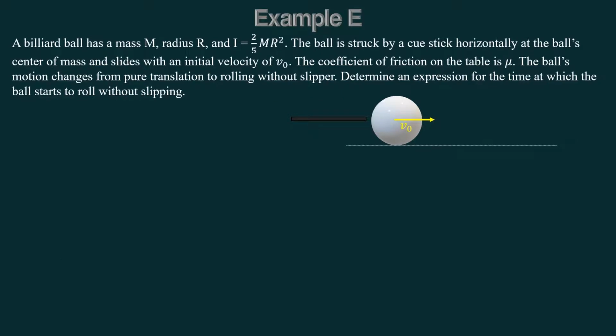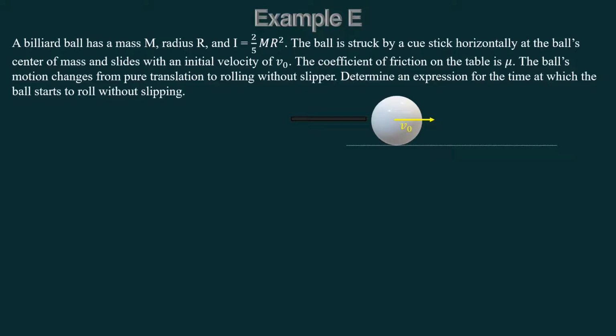Okay, here's a billiard ball. It's a solid ball, so I is 2/5 m r squared, has a mass m, radius r, and it's hit horizontally, along the line of the center of mass, so that it goes with an initial velocity that's just linear, initial velocity of v sub 0, and there's friction on the table.